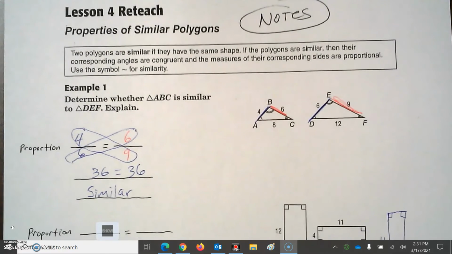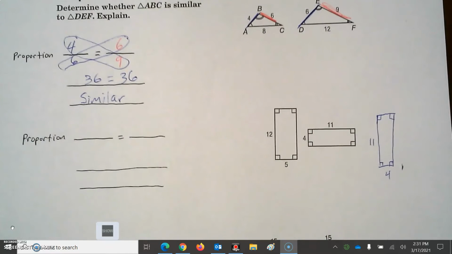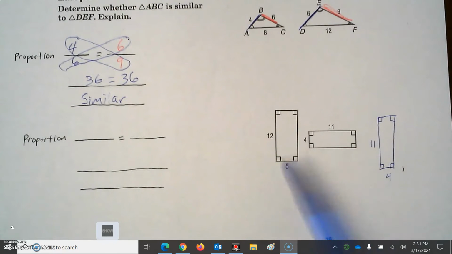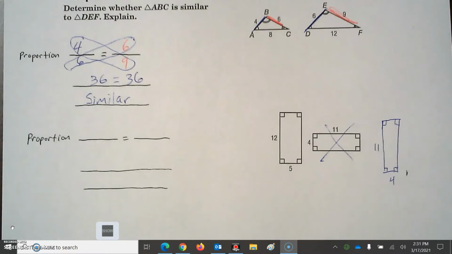So you have to test it. This is the way I just showed you. Now in this example, the shapes were not drawn the same way. If they're not, you have to redraw it. So I had this one already. So I'm not going to use this one. Yeah, I know that's not the best drawing.